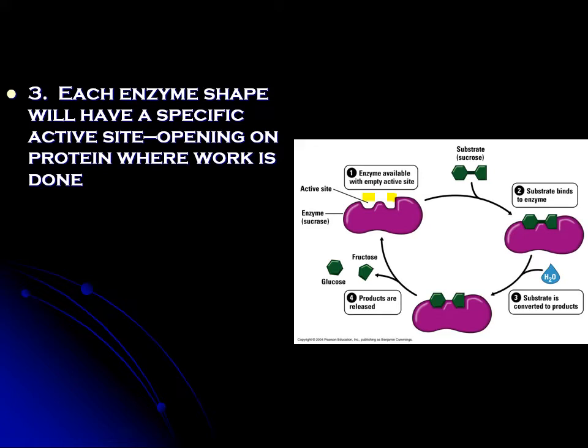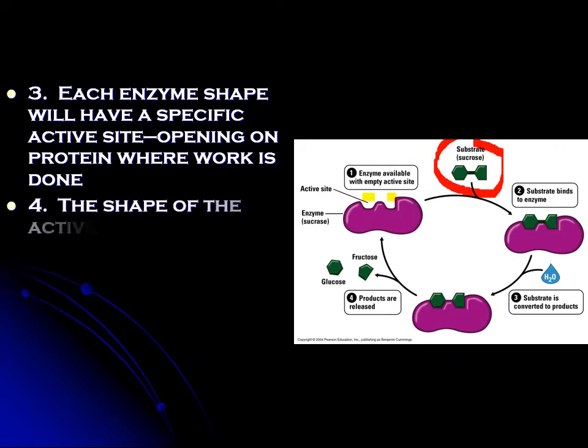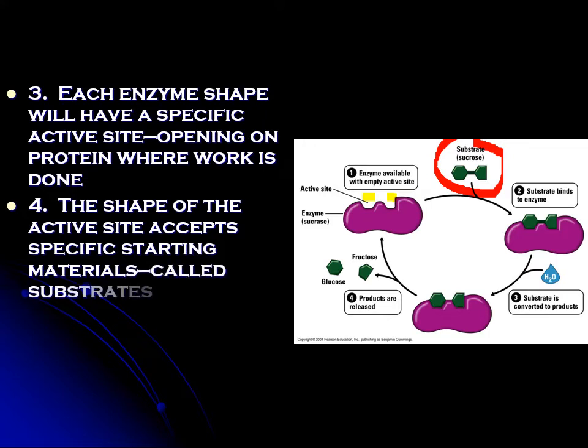Next in the picture, what you can see is this molecule over here, which is going to be sucrose. Even sucrose, which is a dimer of saccharides, it's a disaccharide, this can be broken down into individual monomers of glucose and fructose. This has the perfect shape to fit inside here. So the sucrose is the key, and the enzyme is like the door. It's the locking mechanism. So the shape of the active site accepts the specific starting materials. These starting materials are called substrates.